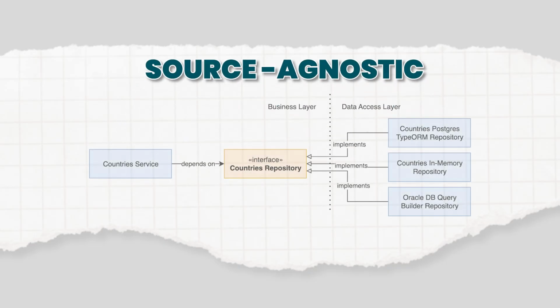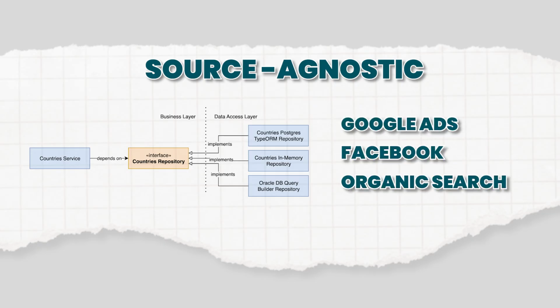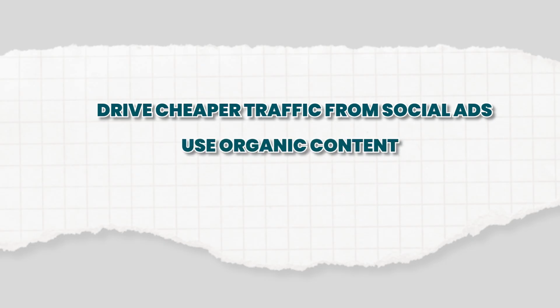Your remarketing tag is source agnostic. It doesn't care where the visitor comes from, Google Ads, Facebook, organic search, or even a WhatsApp link. If they land on your page, they're added to your remarketing list. So instead of relying only on expensive traffic, you can drive cheaper traffic from social ads, use organic content, share links directly. All of that helps you fill your remarketing audience faster.